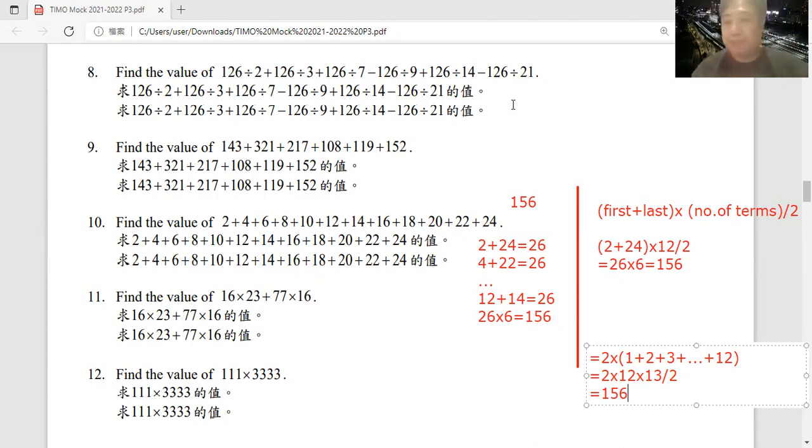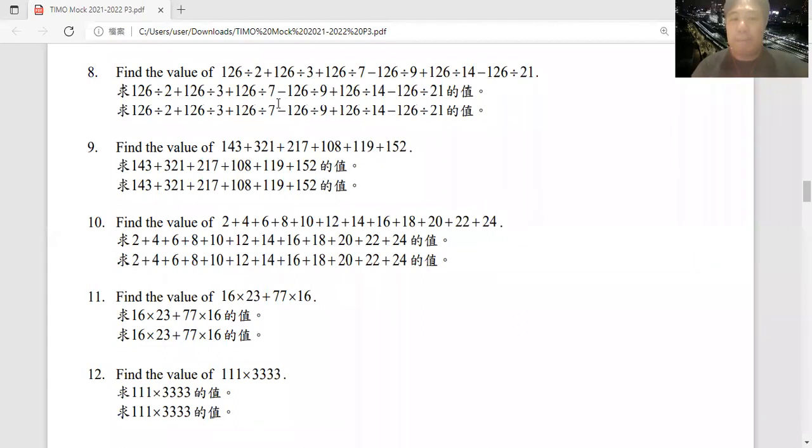Okay, next one. Actually, I've talked about the method using this one, because you found that they all have the number 16 in it. So you just do 16 times 23.77. So that equals 16 times 100, and you know the answer: 1600.